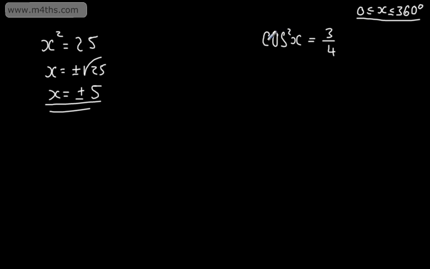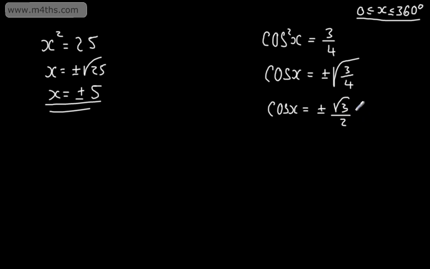What I'm going to do is exactly the same as what I've done here. I'm going to square root both sides, and that's cos x is going to be equal to plus or minus the square root of 3/4. We can simplify this here, and we can say that cos x is going to be equal to plus or minus the square root of 3/2. Sometimes students forget the plus or minus and simply solve this now for the positive root of 3/2.